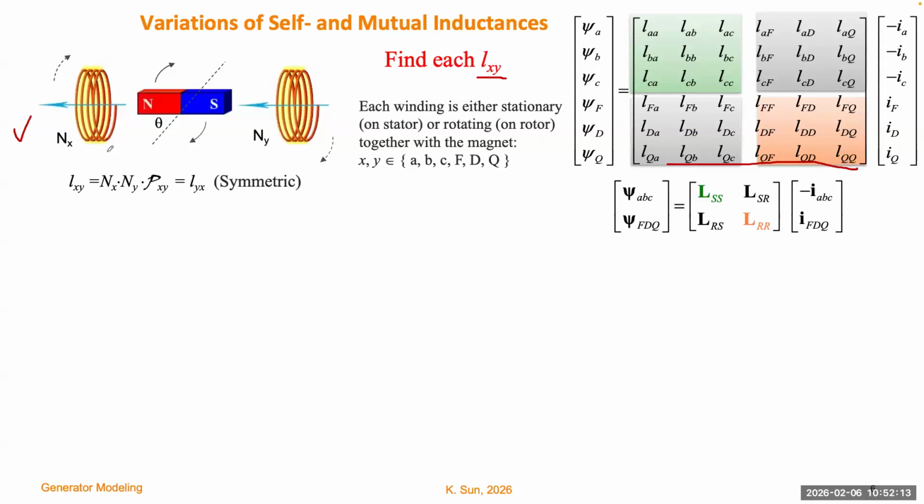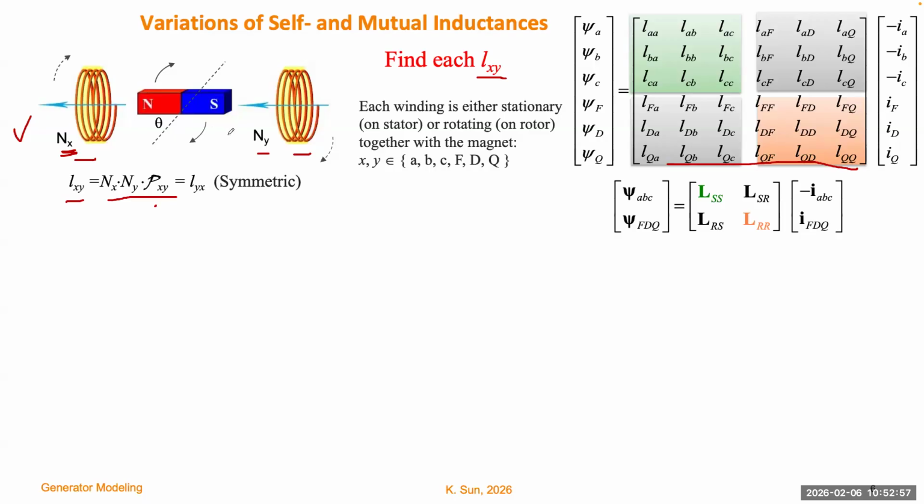So we know if we put two windings or two coils in this way and have a revolving magnetic field, the mutual inductance between the two windings, if we call it LSY, is equal to NX multiplied by NY multiplied by PSY. NX is the total number of turns on winding X, and NY is the number of turns on winding Y. And PSY is the permeance, which is like a conductance for a resistor.